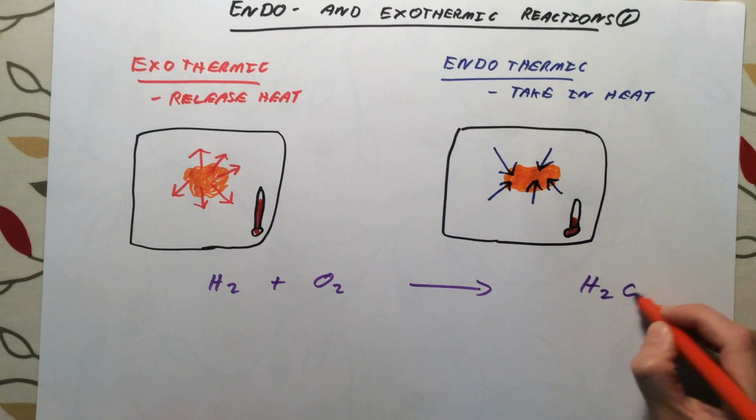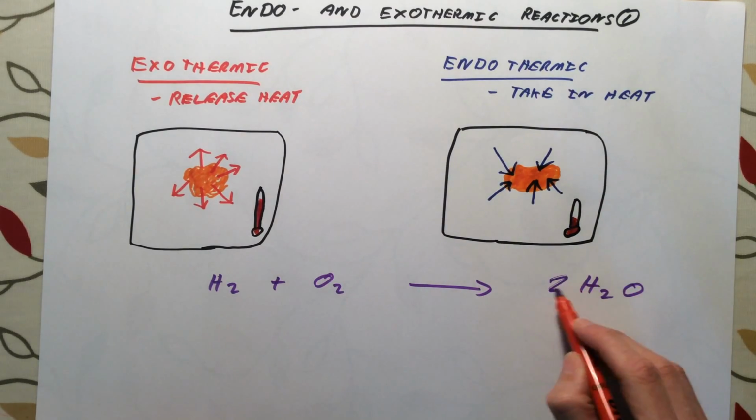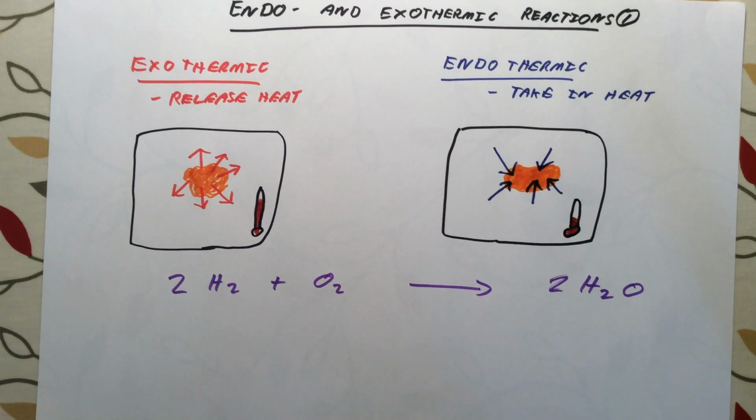So first off, we need to balance this. We need a 2 there and a 2 here. Okay. In this reaction, there are two factors at play which determine whether the reaction is endothermic or exothermic, and it is all to do with bond making and bond breaking.